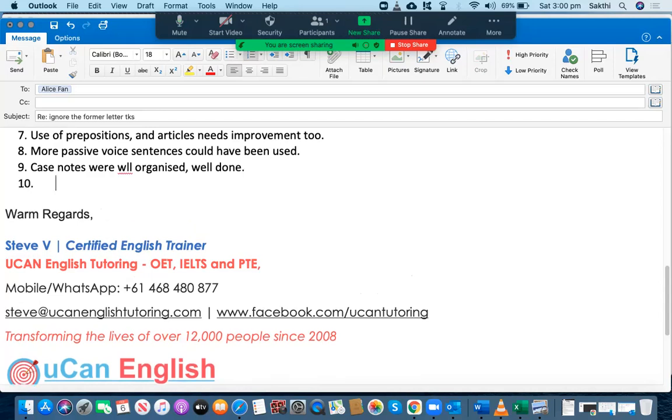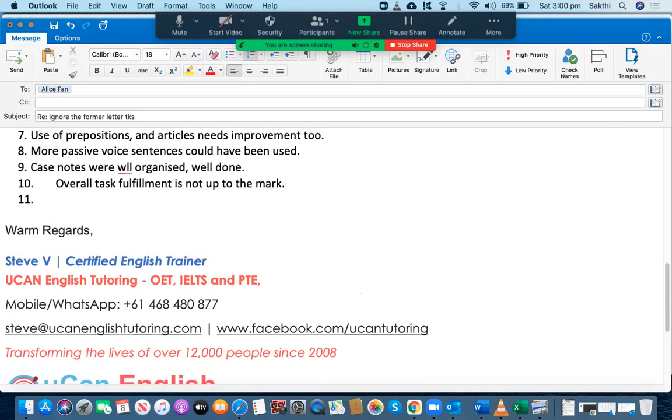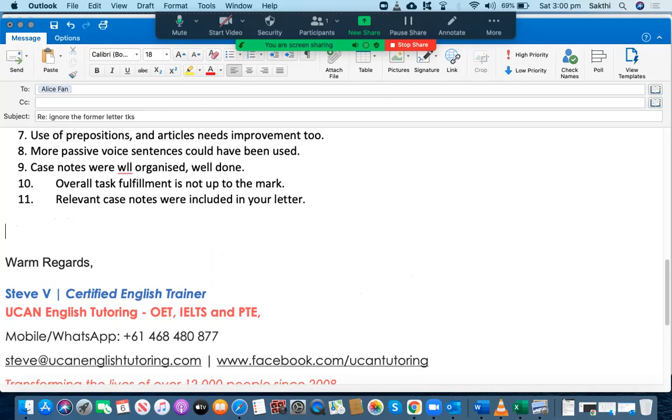Well done. Congrats. Overall task fulfillment is not that good. I mean, it's not up to the mark, according to me. Relevant case notes were included in your letter. Okay, I had to look at it already, so that's all fine.